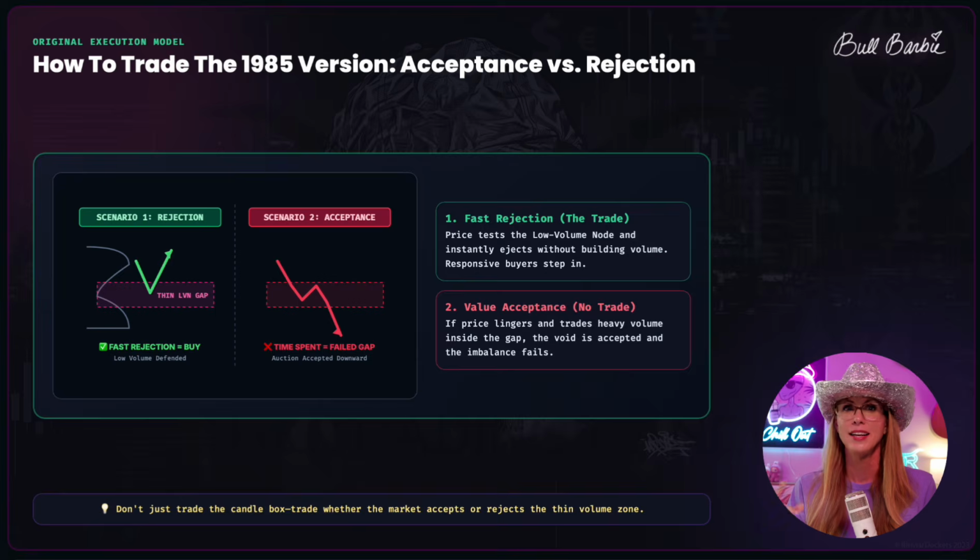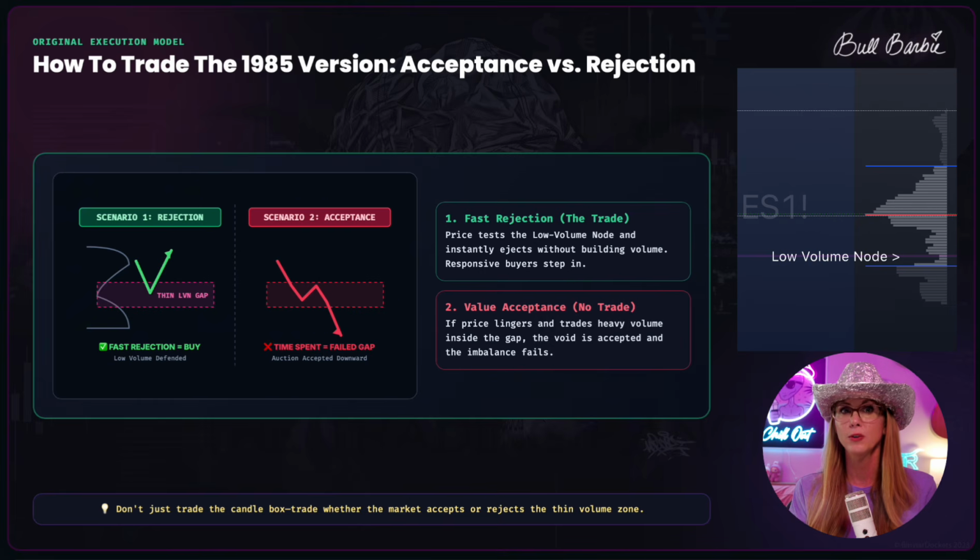Now let's look at how you can actually trade the original 1985 version instead of blindly buying every box some guy that paper trades drew on the internet. When price displaces aggressively, it leaves a low volume node, a thin little imbalance pocket in the price action in the market. When price pulls back into that thin little area, you don't just place a limit order or mark it in, you watch for acceptance versus rejection.